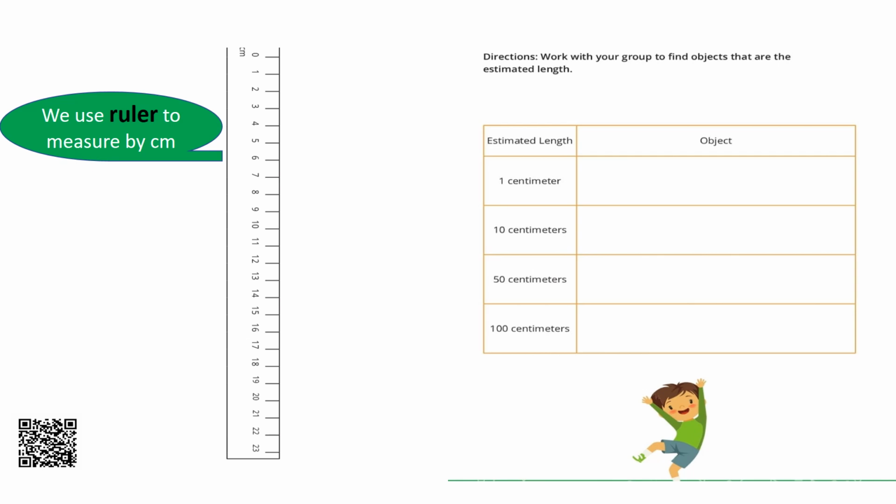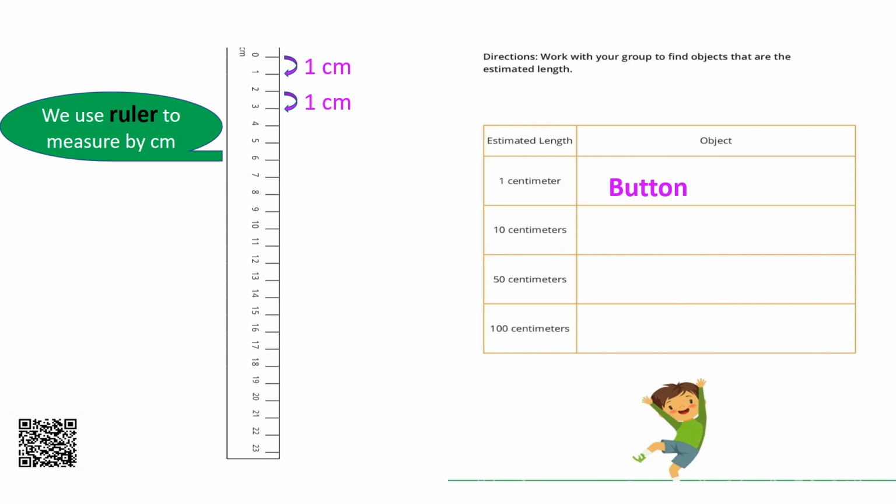Now let's apply. Here we have a ruler. We will use this ruler to measure by centimeter. The ruler is our tool, we use it to measure by centimeter. From 0 to 1, it's 1 centimeter. From 2 to 3, 1 centimeter, and so on. The space between each number is 1 centimeter.